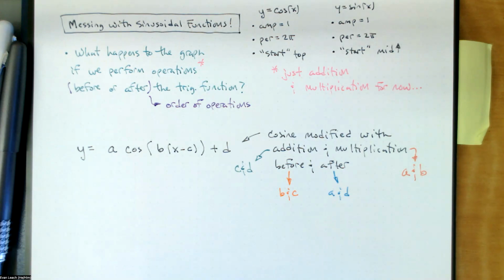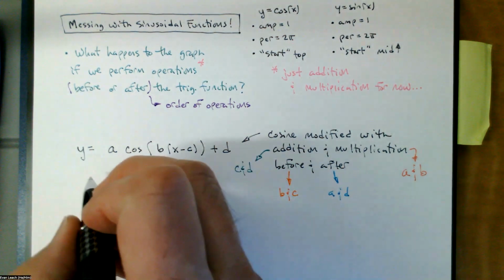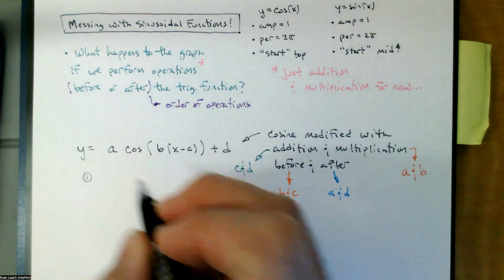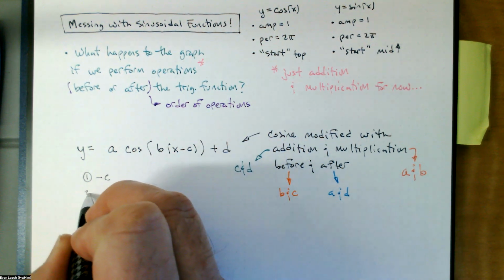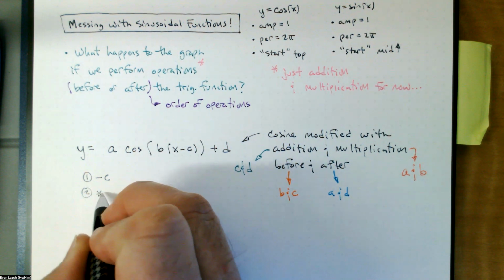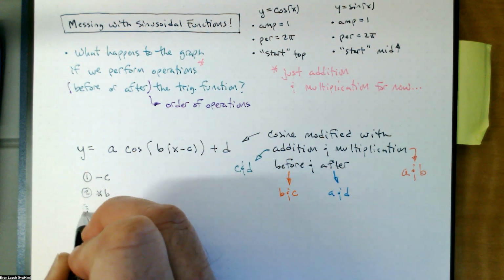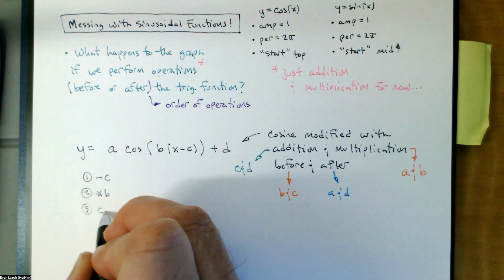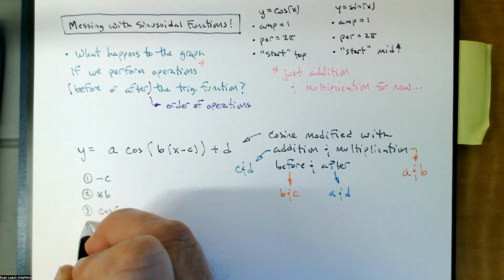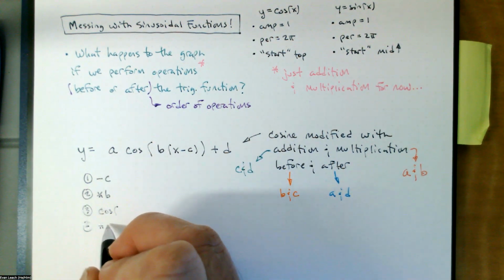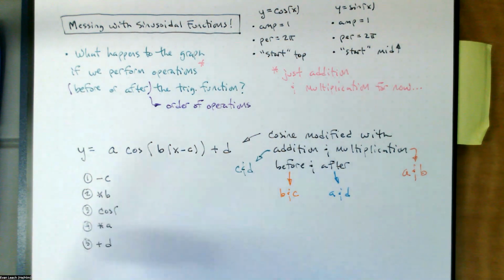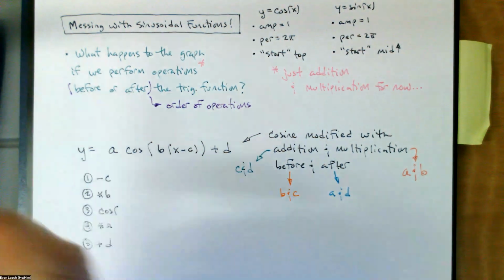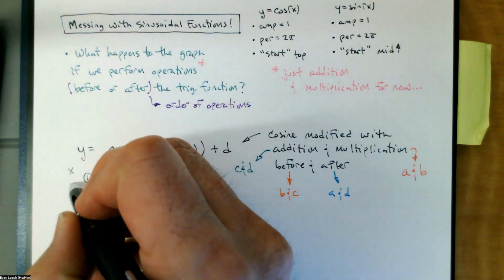I'd like to list the order of operations of things that happen to X. So what turns X into Y? First, we subtract C. Second, we multiply by B. Third, we do the cosine. Fourth, we multiply by A. And fifth, we add D. And that's how X turns into Y through this function.